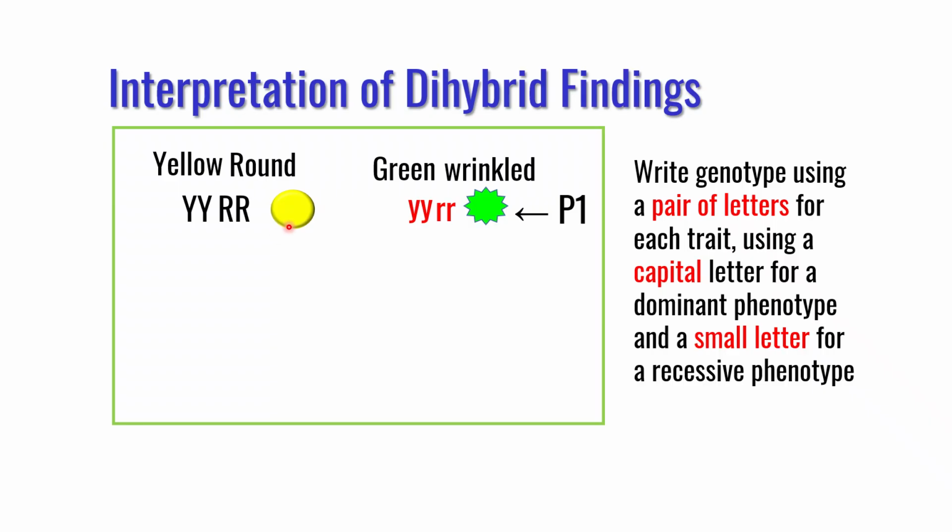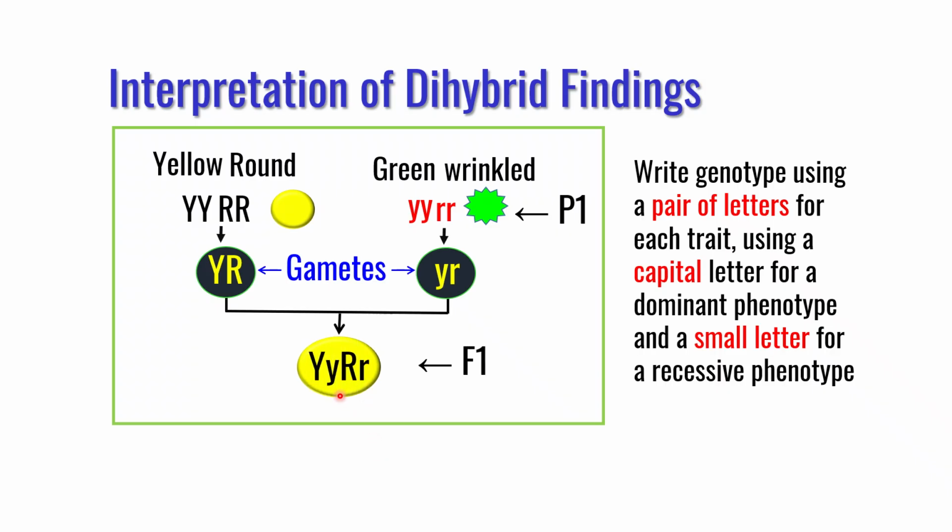Only one type of gametes is possible from these parents, so this will be capital Y, capital R, and this will be small y, small r. So the only genotype of the F1 plant is dihybrid, capital Y small y, capital R small r. Using this genotype, I will use the Punnett square method to explain the dihybrid findings.